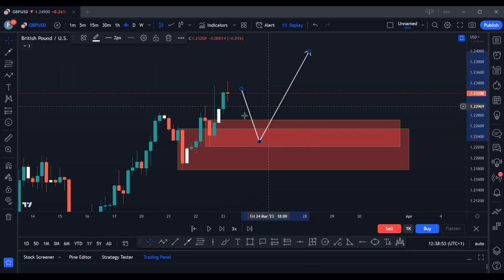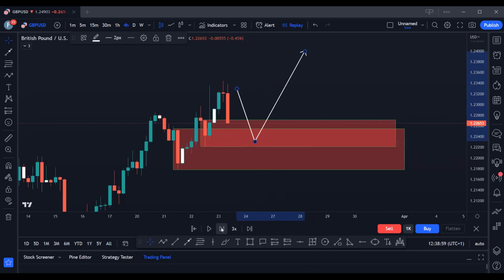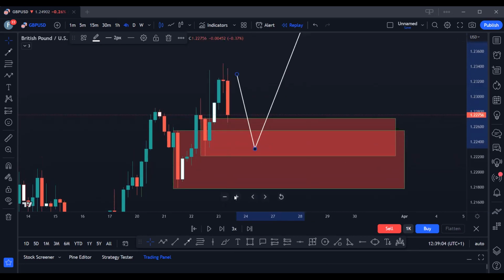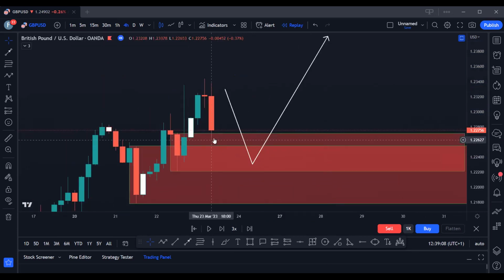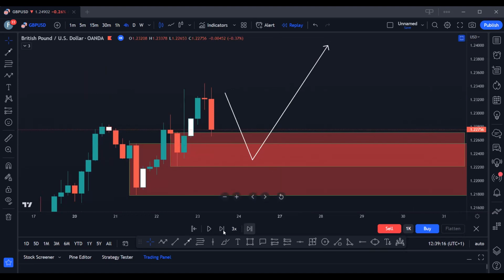Okay, so let's see price action at this support. Let's play that forward real quick. So here it is. Price tapped into this zone. Are we going to see a rejection at this zone to validate this zone for us? Are we going to see it? We don't know, so let's just keep playing it forward.